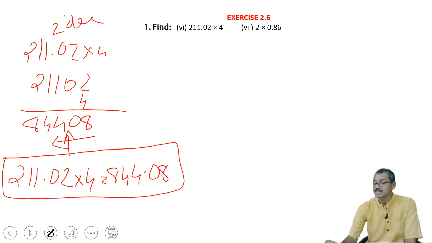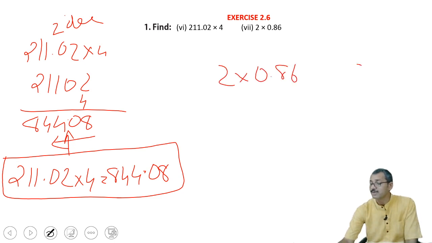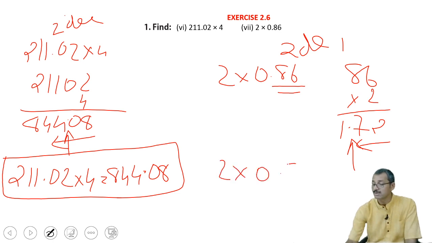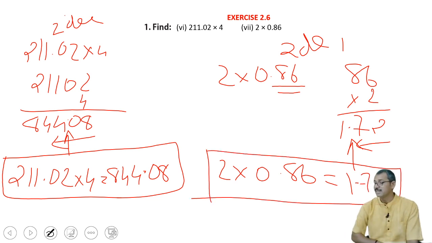Understand? Okay, the next is 2 into 0.86. Now you know that you have to multiply 86 into 2. So it is 12, 1, it is 16, that is 172. How many decimal places are there? 2 decimal places are there, correct? So here you have to shift 2 decimal places, after that the point is to be given. So the answer is 2 into 0.86 is equal to 1.72. Okay, so this is the answer. Got it? Fine? Okay, then the next one.